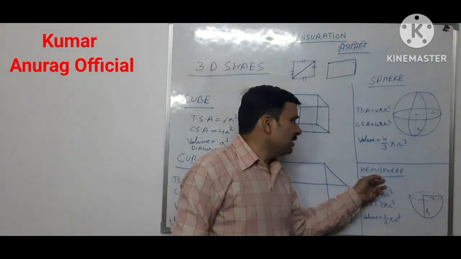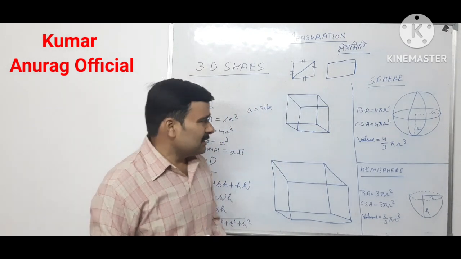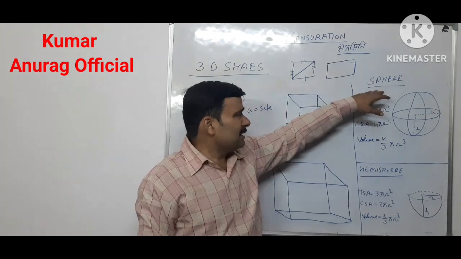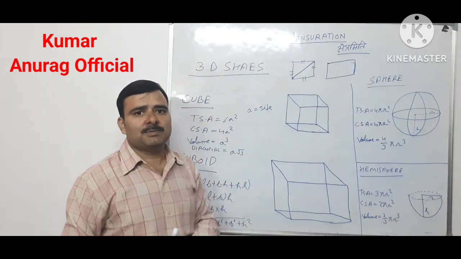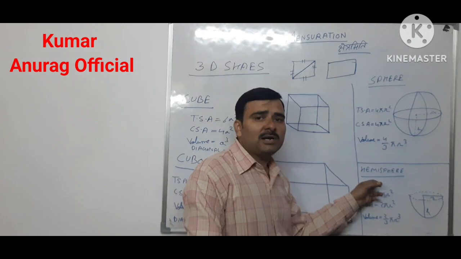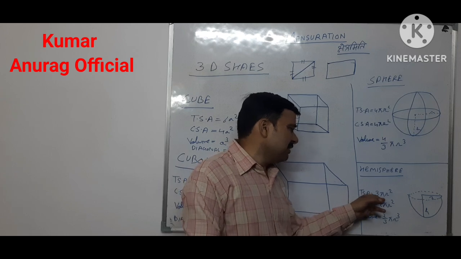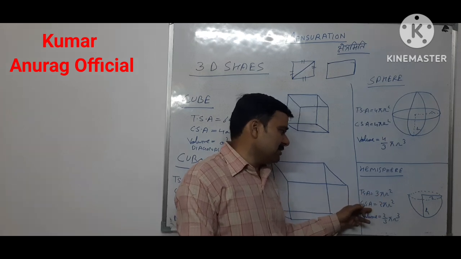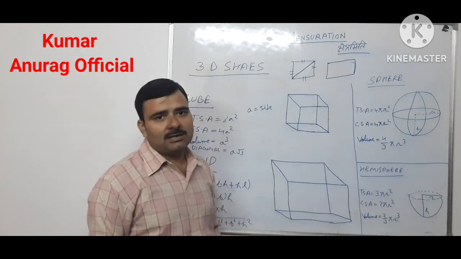Now, a hemisphere is half of a sphere. Whenever we cut a sphere horizontally or vertically, we get a hemisphere, that is, half part of a sphere. The total surface area will be 3 pi r square, the curved surface area will be 2 pi r square, and the volume will be 2 by 3 pi r cube.